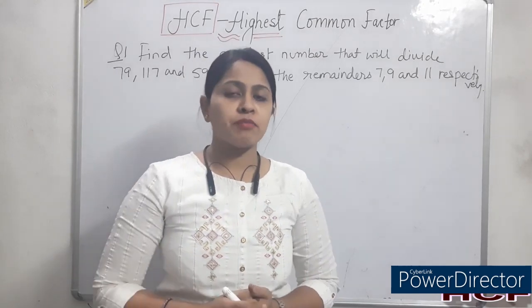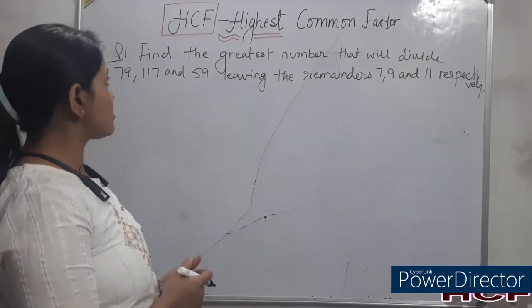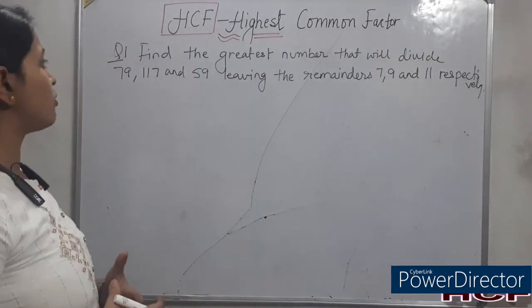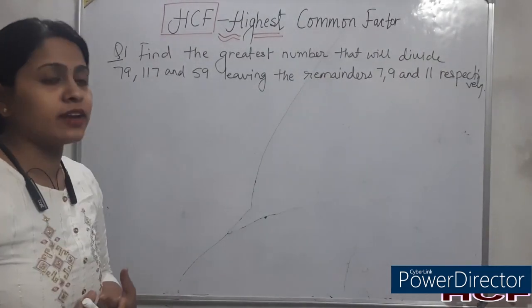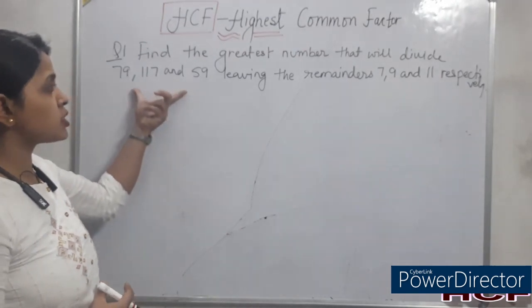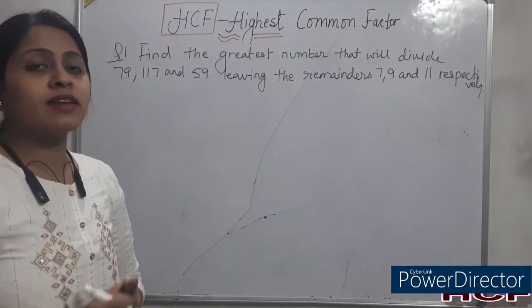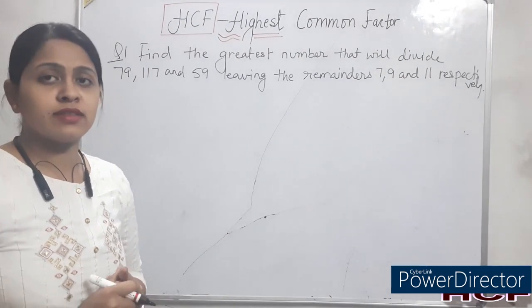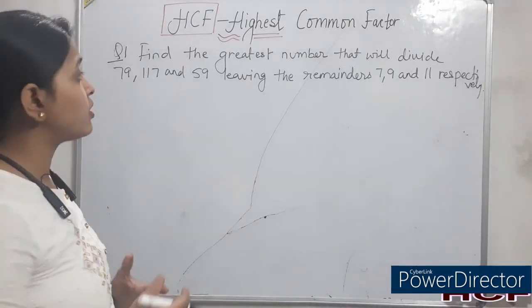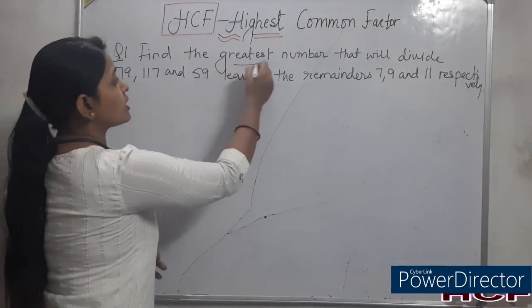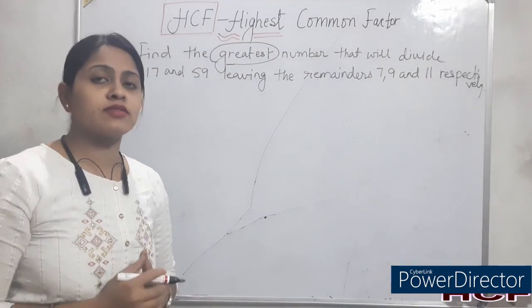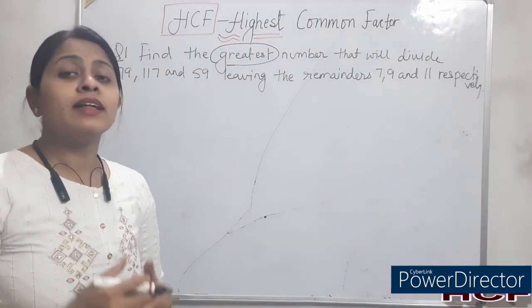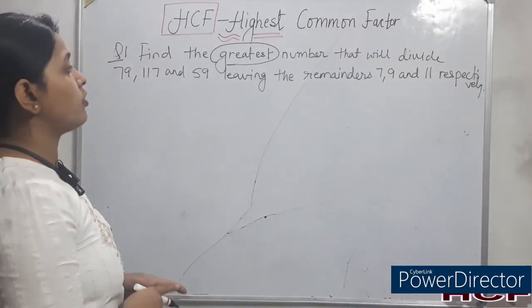Here is an example written in the board. The question is, find the greatest number that will divide 79, 117 and 59. Okay, these 3 numbers should be divided, leaving the remainder 7, 9 and 11. So here the word greatest has been used. Greatest means highest. So from the question we can assume that we have to find the HCF over here.